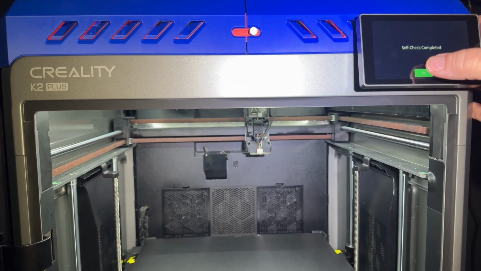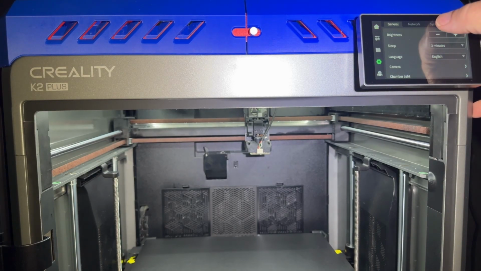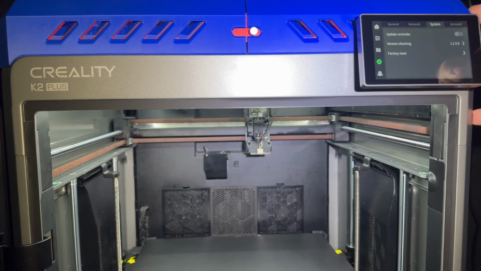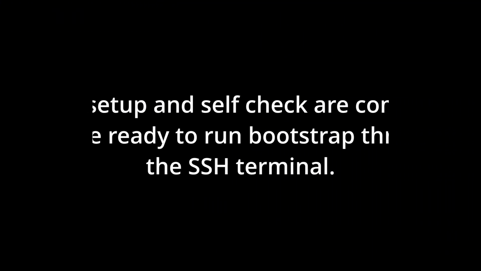Now that the self-check is complete, we're going to skip the update again. We're going to go to Settings, System, and we're going to turn off the update reminder. We are now ready to install the K2 Improvements.